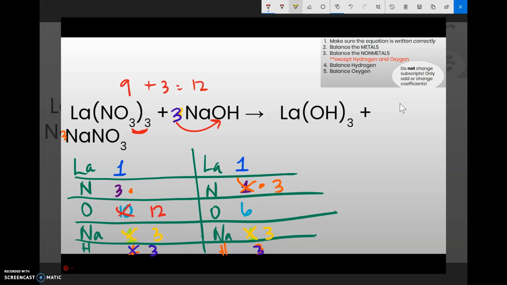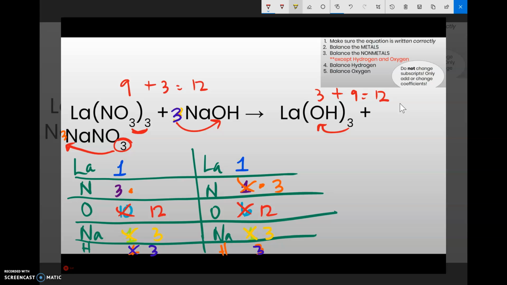Okay, on the product side, we distribute in, that's 3 plus, and then right here, this has a subscript of 3 times 3. So we have 9 there, which equals 12. So a lot of times when you do these, when you balance one, it unbalances another, but a lot of times it helps us balance the other atoms as well.